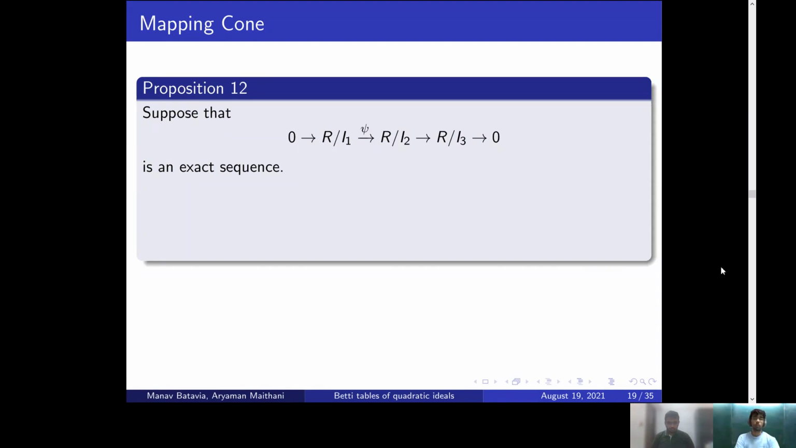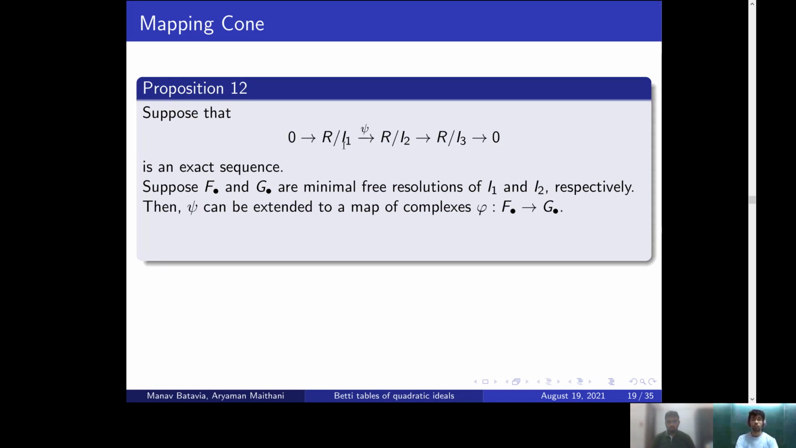Now we see what the mapping cone is. Suppose that we are given an exact sequence of this form. As usual, the I's are ideals. And suppose we are given minimal free resolutions of the left and the middle, I1 and I2. Then this map between them can be extended to a map of complexes. We'll see what this means in a minute.